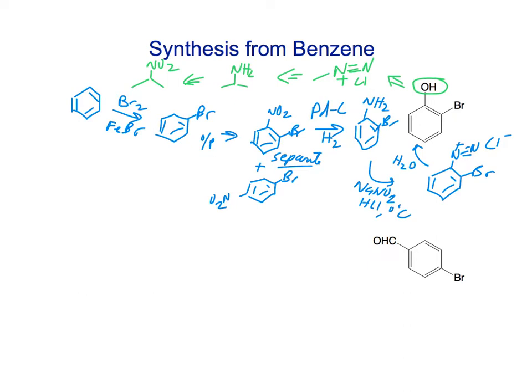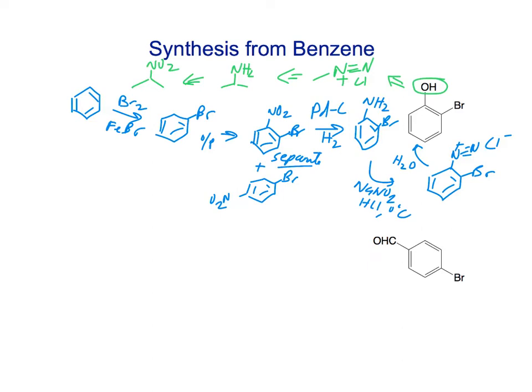All right, we could do it the other way around though as well. We could put the nitro group on first and reduce it to the aniline and then brominate because it's also an ortho para director, but we wouldn't need to have the catalyst because that's such an active group.